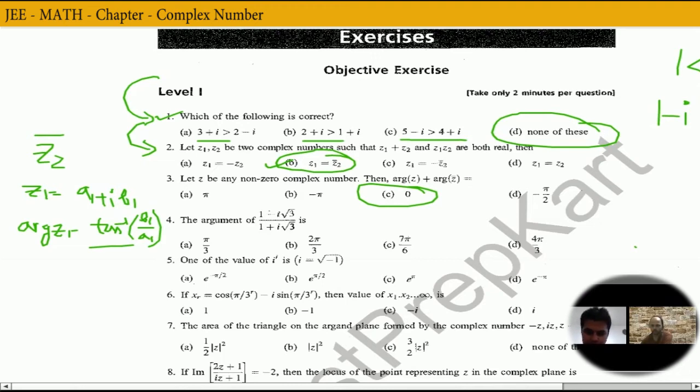And you know, we are in the last 5 minutes of the session, so I believe we can discuss this question as well. So what would be the argument of 1 minus i root 3 over 1 plus i root 3? How are we supposed to do this? You can solve it using the conjugate, Swarup.